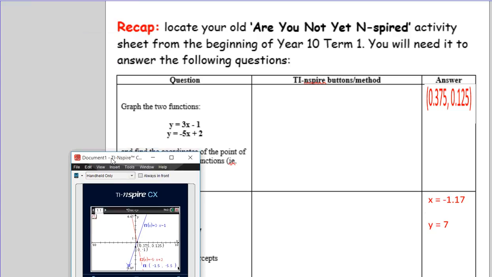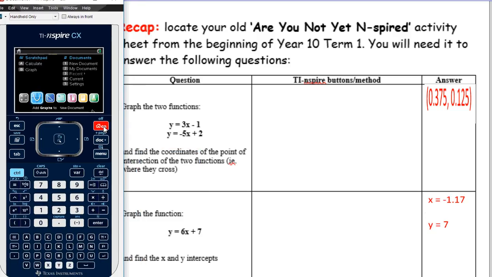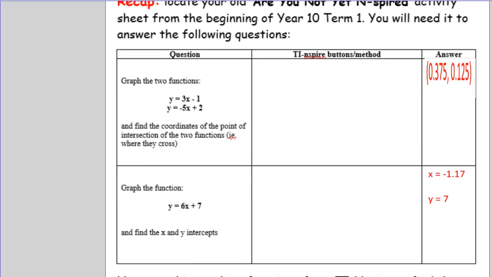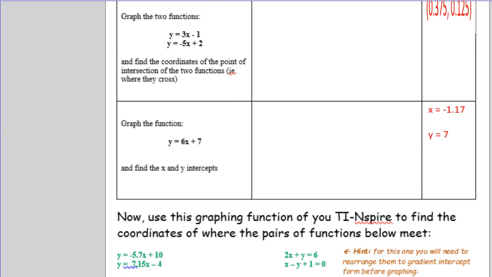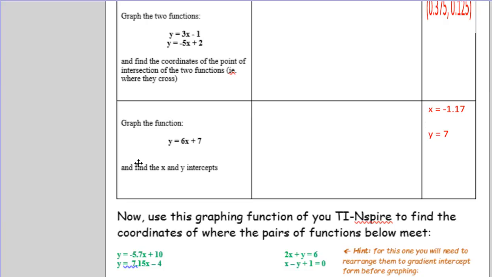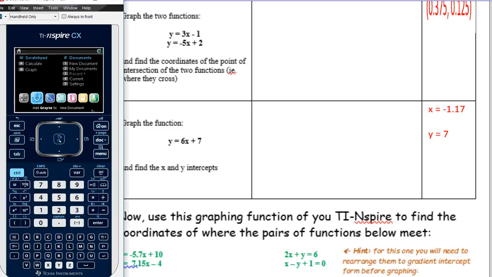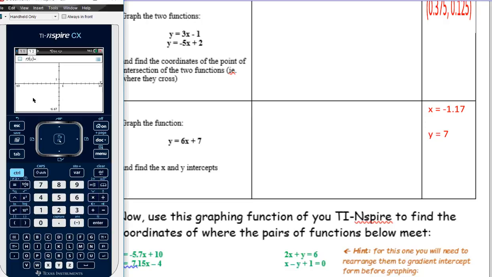Okie dokie. The next question, I'll need to just scroll down a bit on here. You're asked to graph the function y equals 6x plus 7 and find the x and y intercepts. So you probably guessed already that the way you can do that is with the trace function. So first of all, let's still just practice graphing. So we're going to open a graph again. Y equals 6x plus 7. I just go downward arrow to graph it.